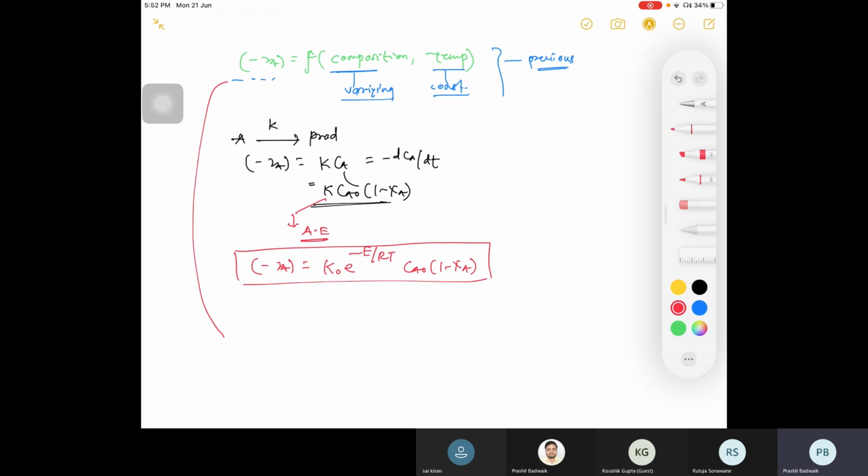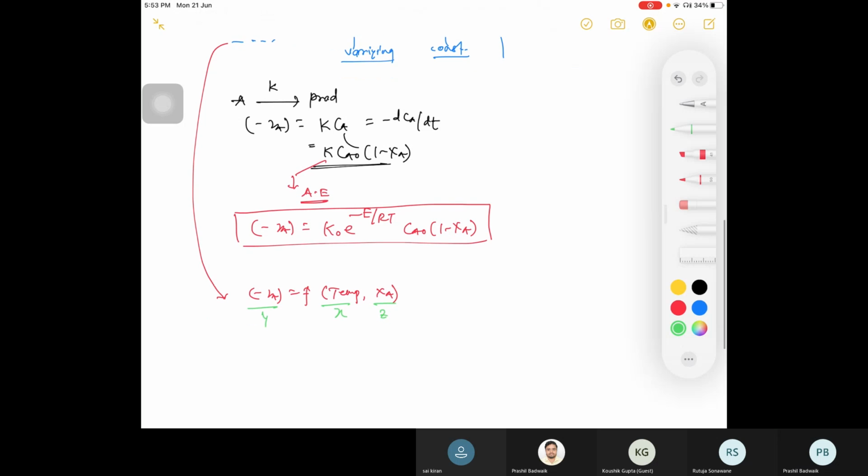So using this equation, you can also write minus Ra as a function of what? Temperature. Second is your composition. So how will I plot the graph between 1 by minus Ra, or I'll say minus Ra versus Xa, and with respect to temperature is also there. So we have three variables: this is on the y-axis, this is on the x-axis, this is on the z-axis. So what kind of graph or representation will we have? That is your 3D.